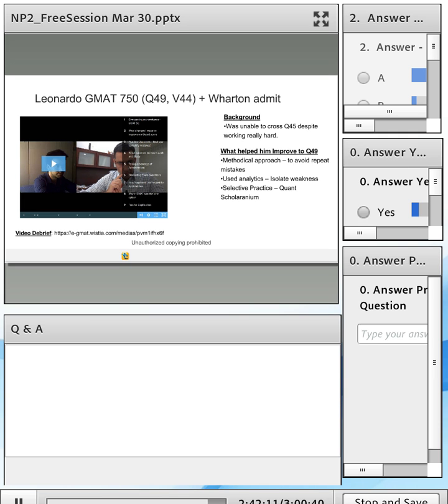Ultimately, your goal is to get to that target school of yours, that dream school of yours. Okay. And for you to be able to accomplish that goal, it makes sense for you to give everything that you've got to this GMAT exam, right? And that's why it's very important for you to prepare in the right manner.